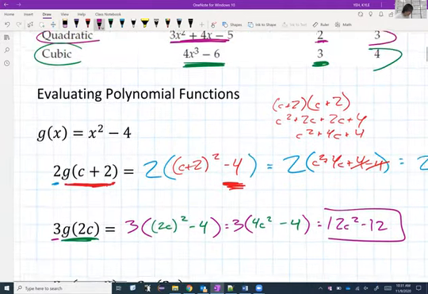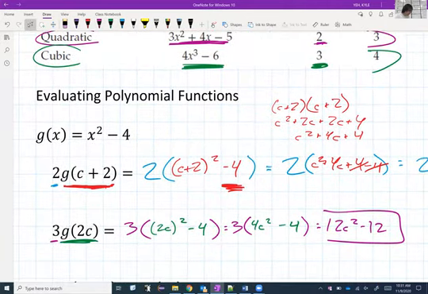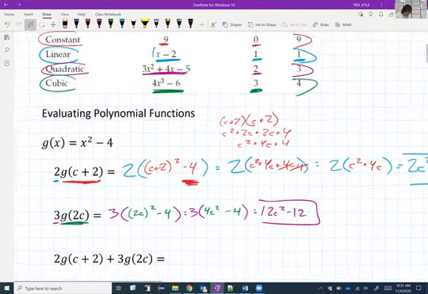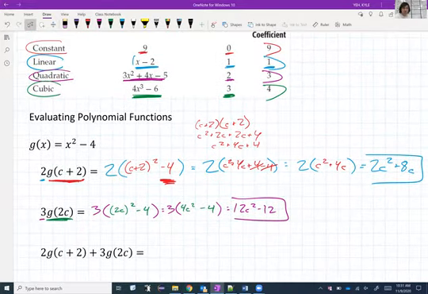There we have it. Now, this last example is just to show you we could have some more complicated, if you will, looking functions, but it's all the exact same. 2 times g of c plus 2 plus 3 times g of 2c. And the nice thing is I worked these out just a second ago.